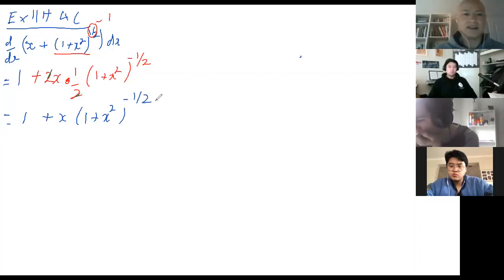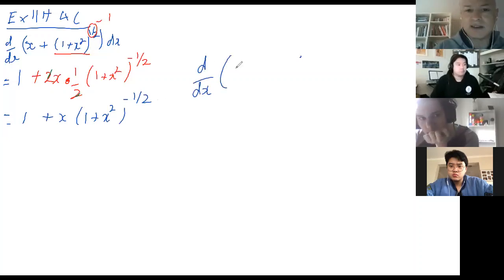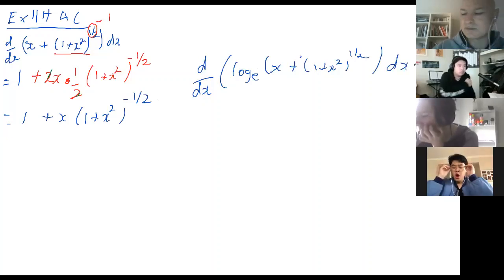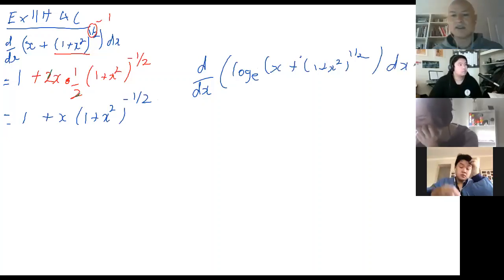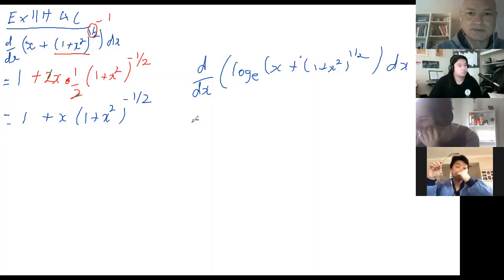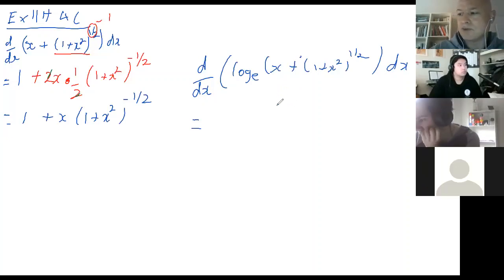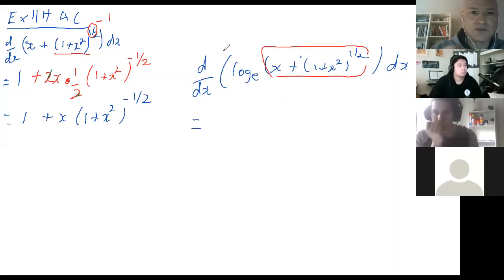The next one is d/dx of log e of x plus the square root of 1 plus x squared, which again I'm just going to write as 1 plus x squared to the power of 1/2. Okay, so differentiating this one here. First of all, I'm going to worry about the log. Hang on a second, let's have a look at this. We've got this, which is what we've just done over here.